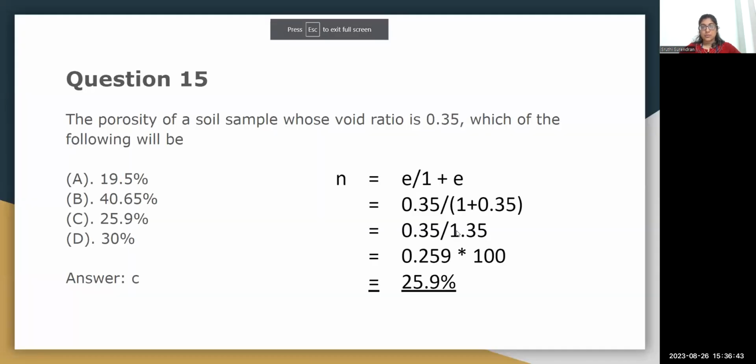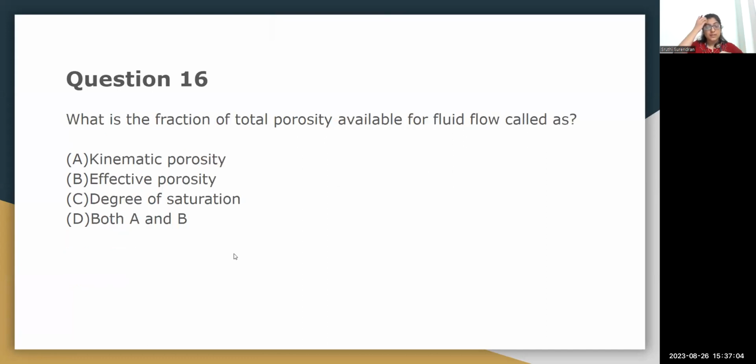Then when you do the division of 0.35 by 1.35, you'll get 0.259. And since porosity is expressed in percentage, multiplying it by 100 will give you 25.9, which is option C. Moving on to the next question. What is the fraction of total porosity available for fluid flow called as?